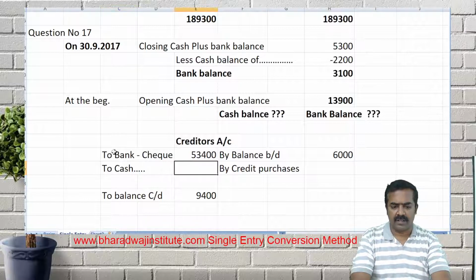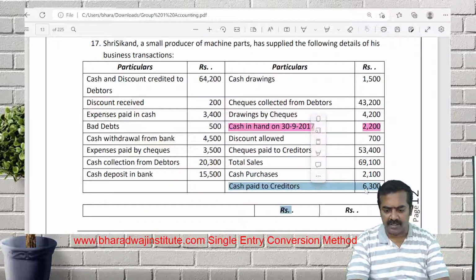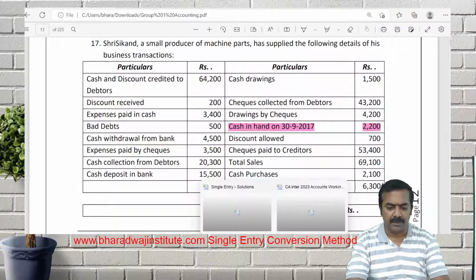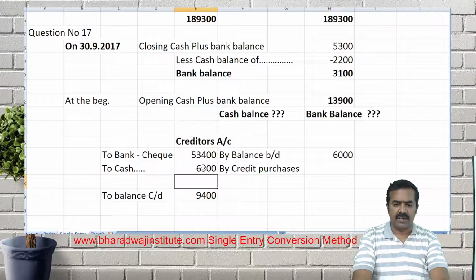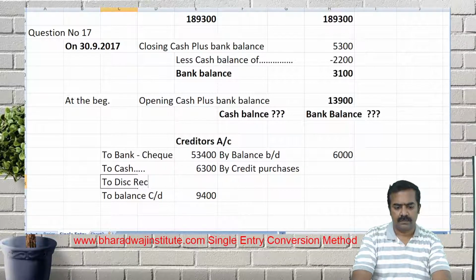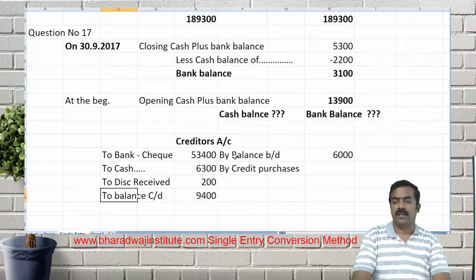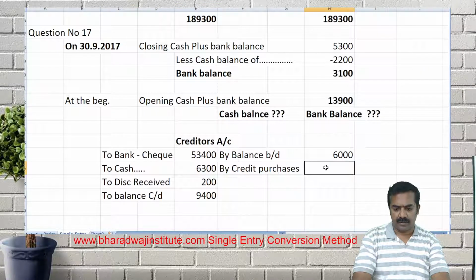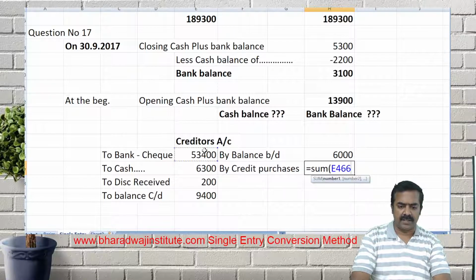To cash, paid in cash. Look, cash paid to creditors is given, not cash purchases. How much? 6,300. Any discount received given? What is the discount received? 200. Any purchase returns given? No. Tally this, and you will get credit purchases as a balancing figure.